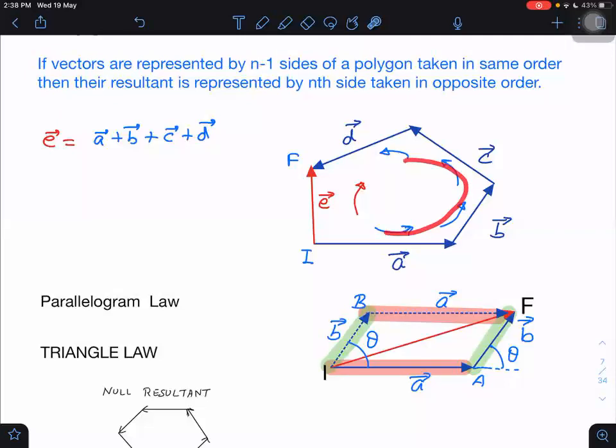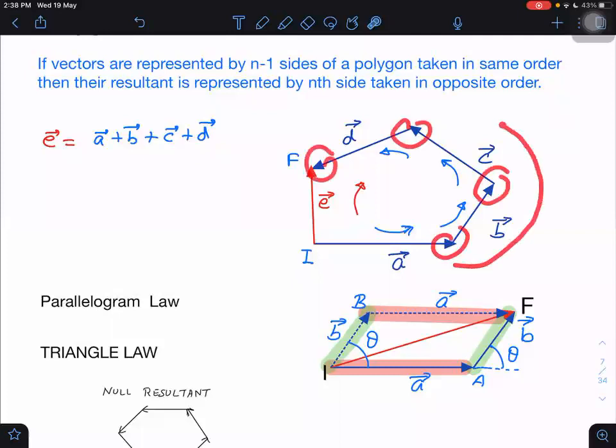No, order is not same. You are completely misunderstanding order. Order means clockwise or anti-clockwise, the direction of the arrow. Observe the direction of the arrow. What is the direction of the arrow? It is going in this way, anti-clockwise. But the resultant is going in the opposite direction. Order is the direction of the arrow only. Okay, right.